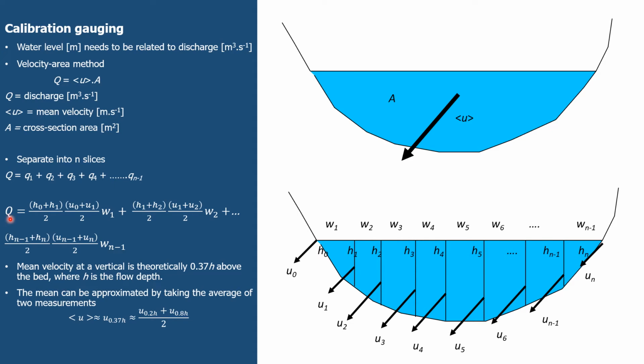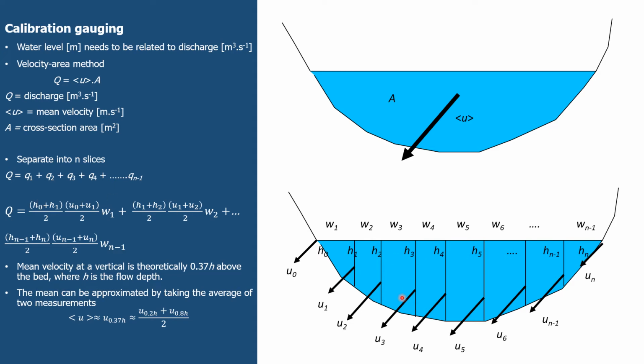The way in which the calculation works, we need the mean depth in that slice, which is H0 plus H1 divided by 2 for the first slice, and then H1 plus H2 divided by 2 for the second slice. We do the same thing for velocity. Take the velocity at the 2 edges of the slice, add them up and divide by 2 to get their average, and we multiply by the width of that slice. We repeat that for all of the slices, add them up, and we get the discharge.